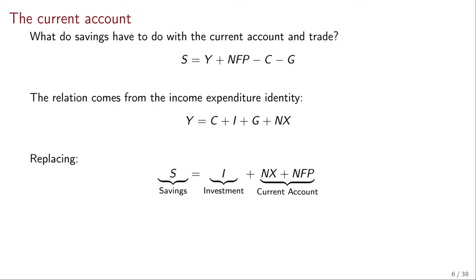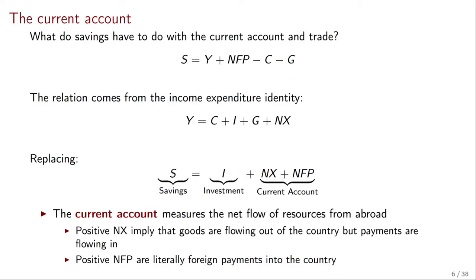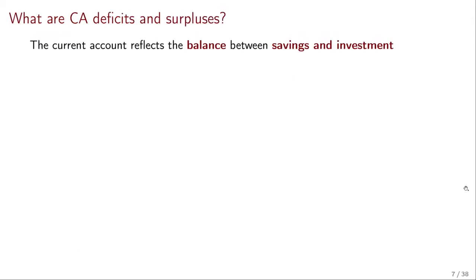And this relationship is actually very important because the current account measures the net flow of resources from abroad. For example, positive net exports mean that there are more goods flowing out of the country. There's more exporting than importing. But that also implies that there are payments flowing in. When the country is exporting, foreigners are paying domestic producers. And also when there are positive net foreign payments, that literally means that foreign payments are flowing into the country. And this is going to be relevant because it balances out the differences between savings and investment. That's what we're going to see next.